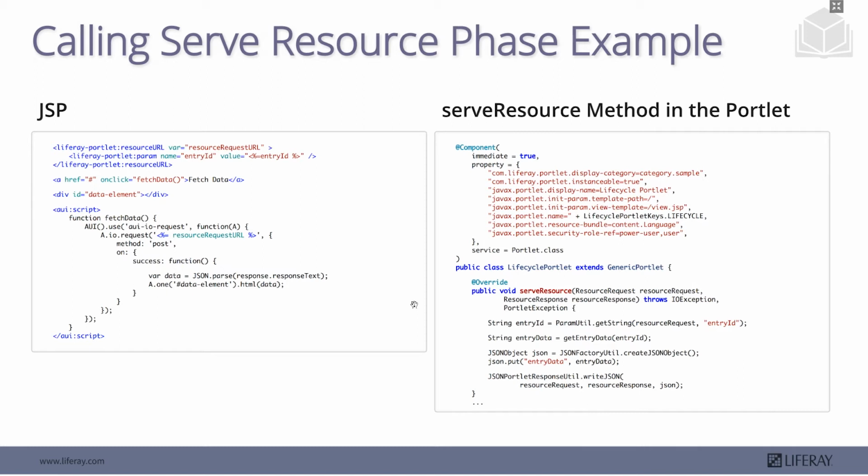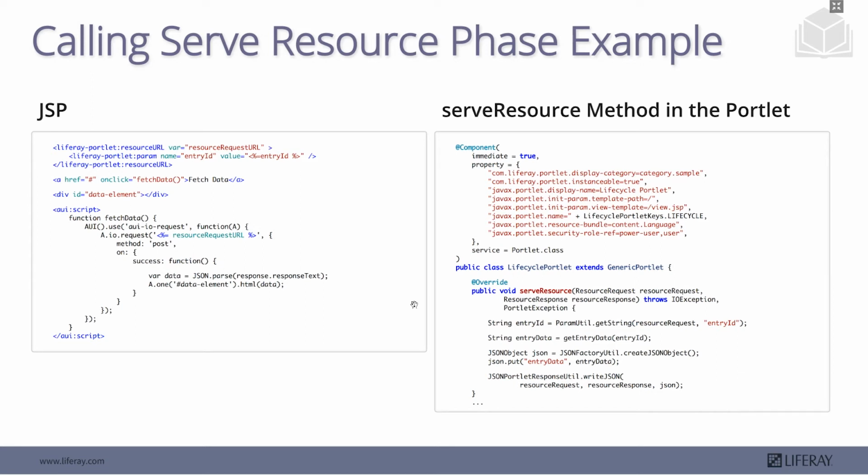And so what's going to happen is we have an anchor tag. And when we click on that anchor tag, it's going to be calling this JavaScript function fetchData. Now, to keep it a little bit simple here, fetchData is going to be called, and within the fetchData, we see the resource request URL. So the JavaScript function is called. It's going to call our resource URL or invoke the resource serving phase.